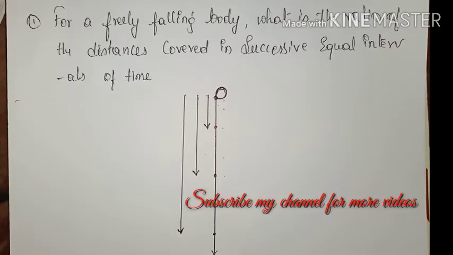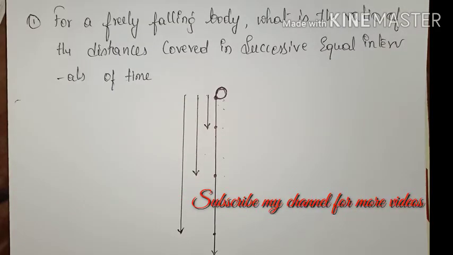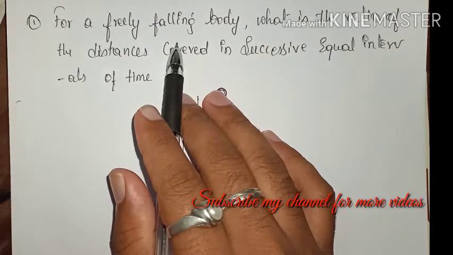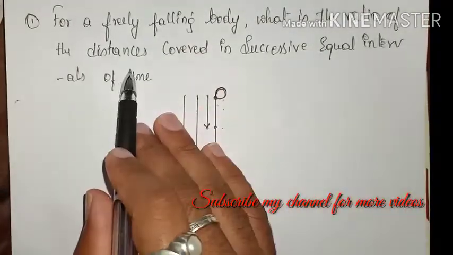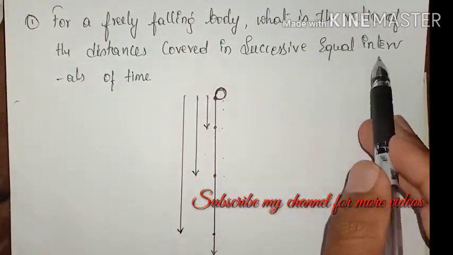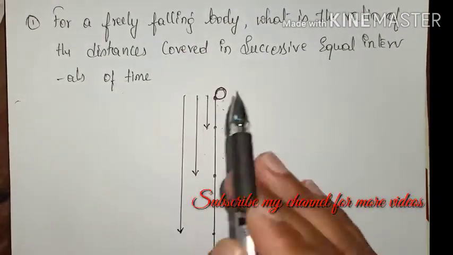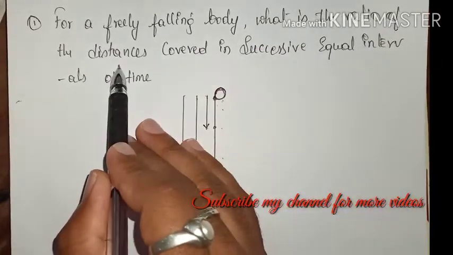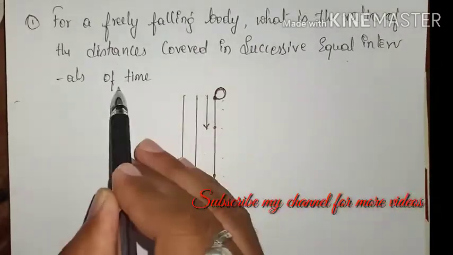Hello guys, welcome back. Today I have taken a question from class 11th physics, from the chapter Motion in One Dimension. The question is like this: for a freely falling body, what is the ratio of distance covered in successive equal intervals of time? So we are going to find out the ratio of distance with respect to time.